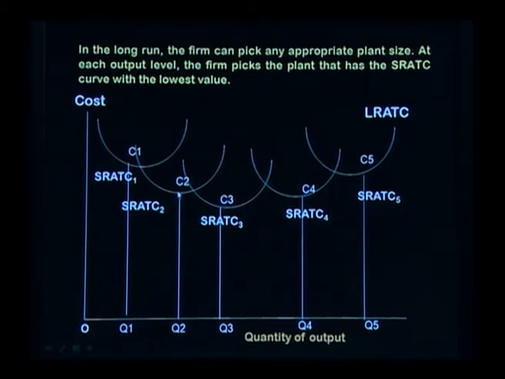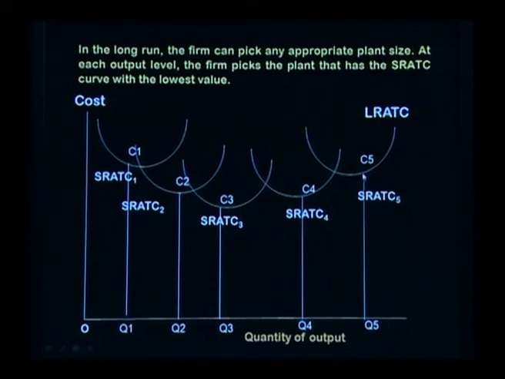Similarly, a second short run average total cost curve when the plant has added Q2 quantity of output, C2 Q2, as its minimum average total cost. Then further, the plant has increased its size and moved further to C3 Q3 quantity size cost with short run average total cost curve 3. Further, the plant has increased its output level from Q1 to Q4 and it has C4 Q4 minimum average total cost with the short run average total cost curve SRATC4.